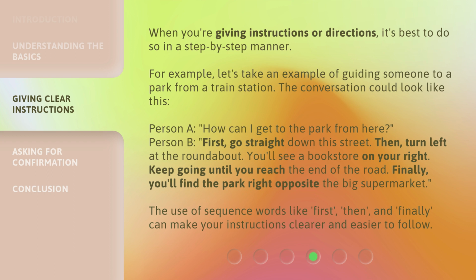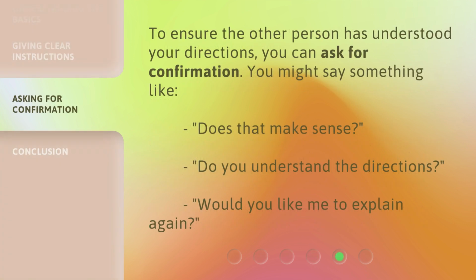The use of sequence words like first, then, and finally can make your instructions clearer and easier to follow. To ensure the other person has understood your directions, you can ask for confirmation. You might say something like, "Does that make sense? Do you understand the directions? Would you like me to explain again?"